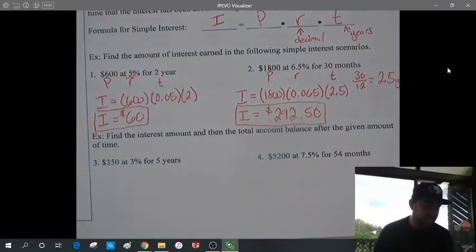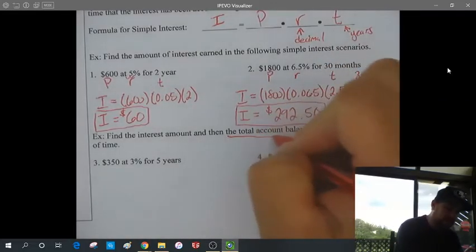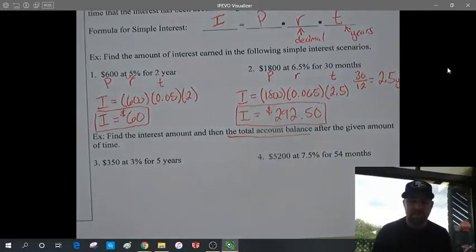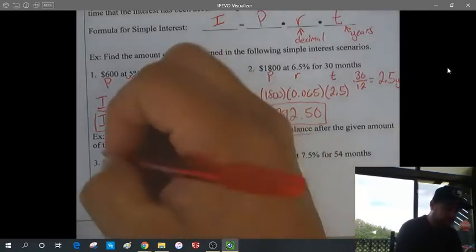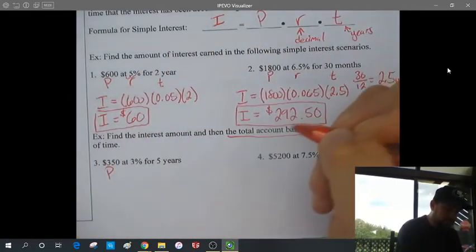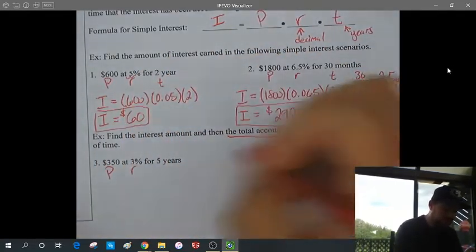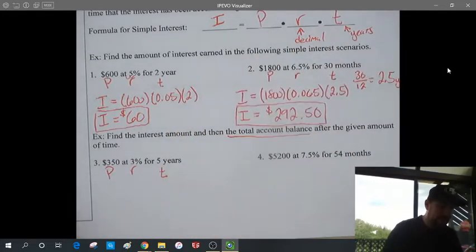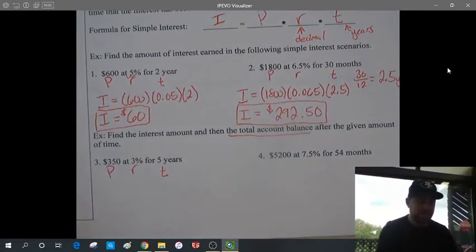Okay, in these next examples, find the interest amount and then the total account balance. So what that means is now we're going to take that interest amount that we're finding and add it to the original principal amount to find out what the total account balance is after that given amount of time. So $350, again, is my principal at 3%, which is the rate, for 5 years, and that's my time. And it's already given in years, so I can leave it as 5.